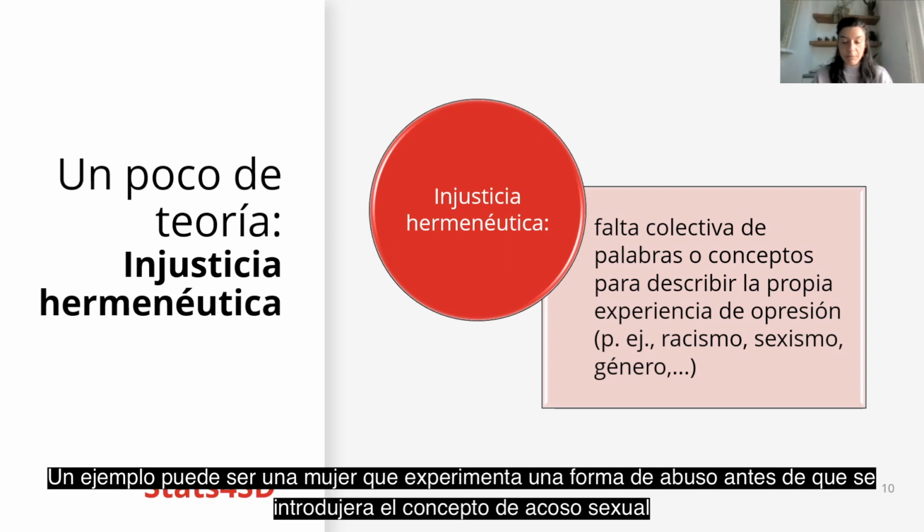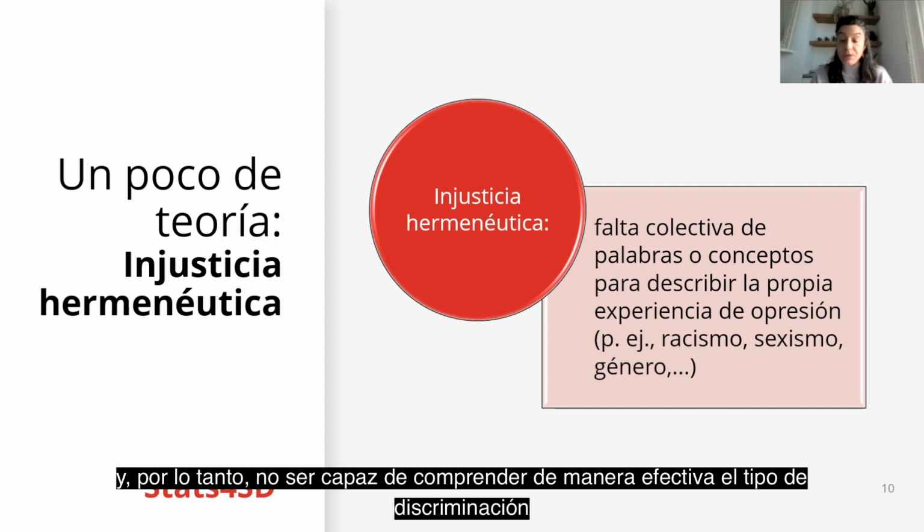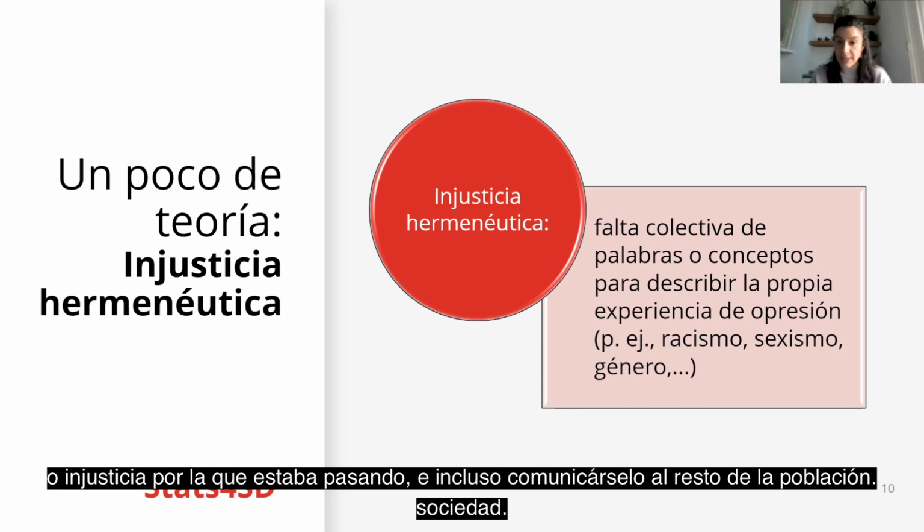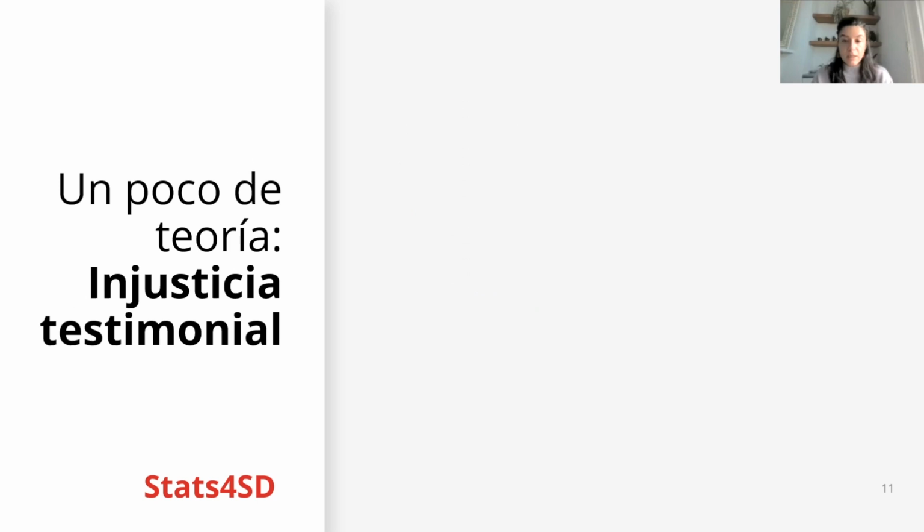An example can be a woman that experiences a form of abuse before the concept of sexual harassment was introduced, and hence not really being able to effectively understand the kind of discrimination or injustice she was going through, and to even communicate that to the rest of society.